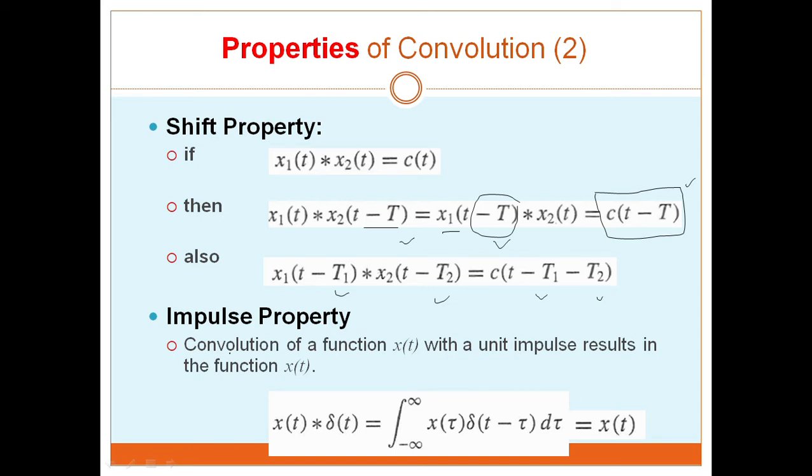And then for the impulse property, this is a very special signal, the impulse or delta(t). When any signal x(t) is convolved with delta(t), the condition is that the signal has to be shifted and reflected, t minus tau, d tau, but at the end the result will be only x(t) as the output.